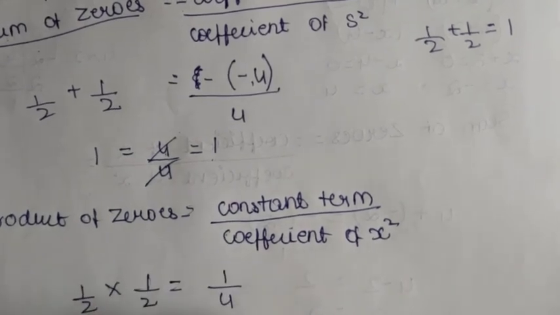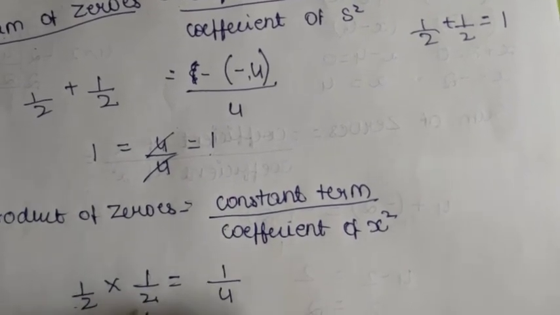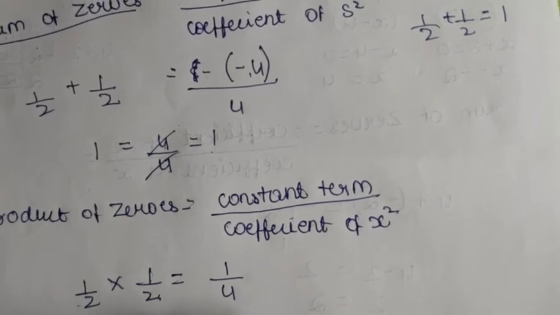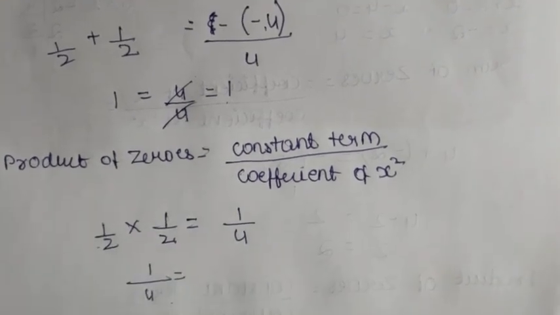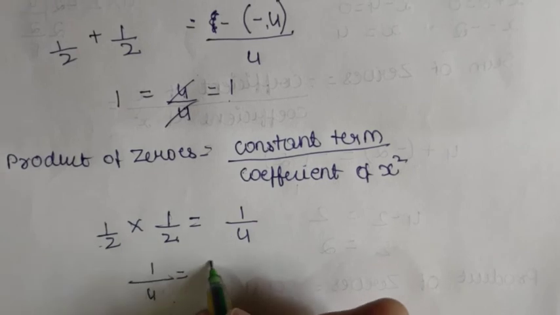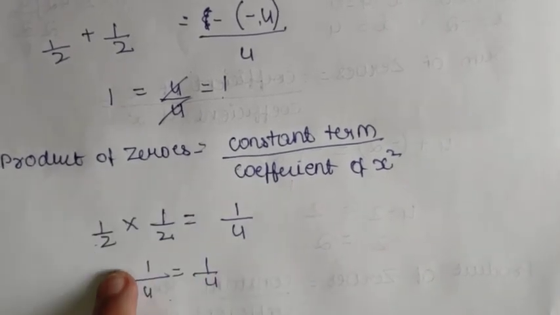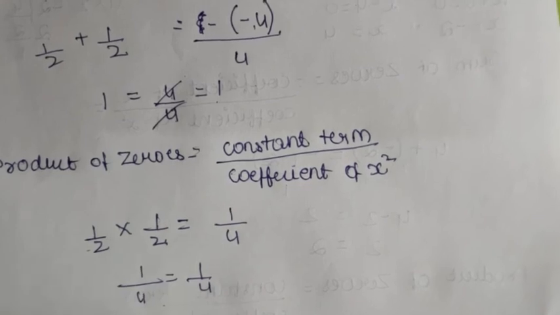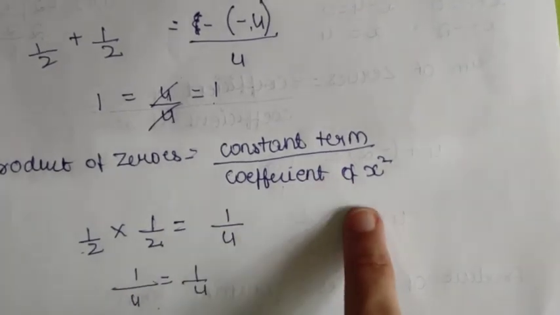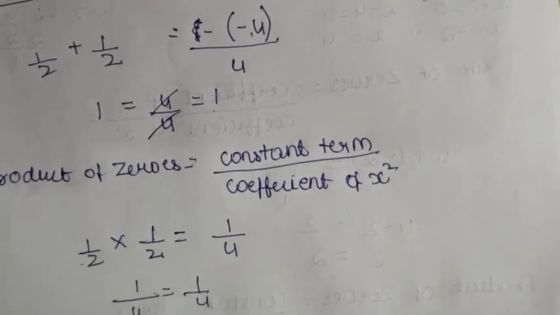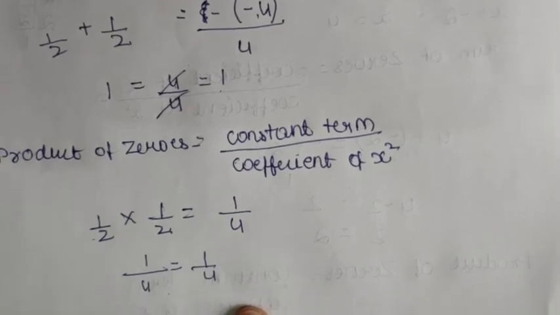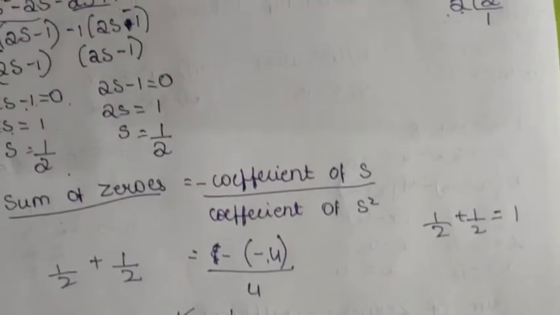So 1 into 1 is 1 and 2 into 2 is 4, and here 1 by 4. So you can see the product of zeros, 1 by 2 into 1 by 2, is 1 by 4, and constant term by coefficient of x square is also 1 by 4. So both are equal.